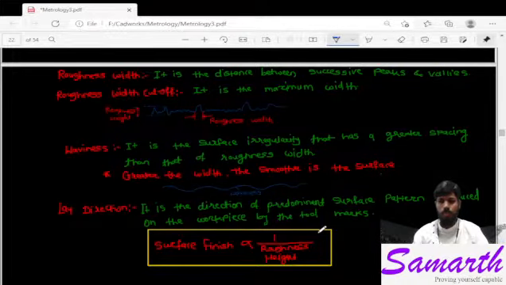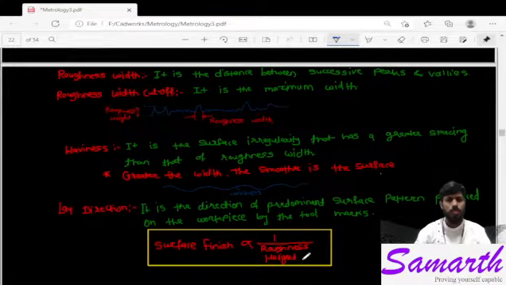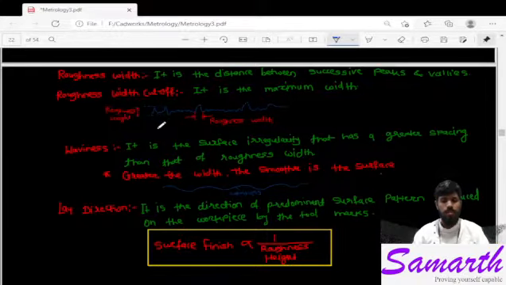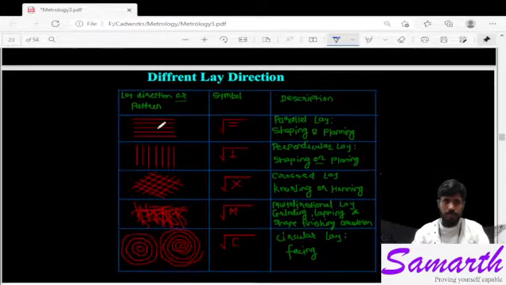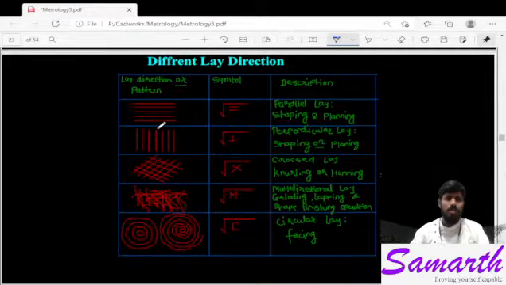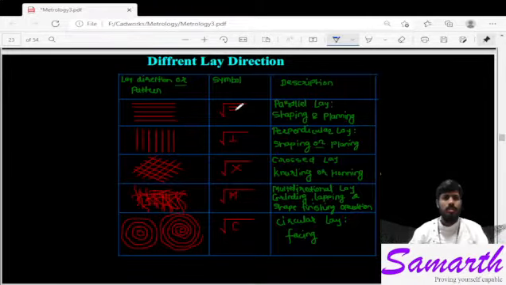There are symbols also. You know that the surface finish is inversely proportional to the roughness height. The greater the roughness height, the lesser the surface finish. Here are different lay directions. This is the symbol of roughness only. The square root sign is nothing but the symbol of roughness, and the shape inside gives the lay direction.